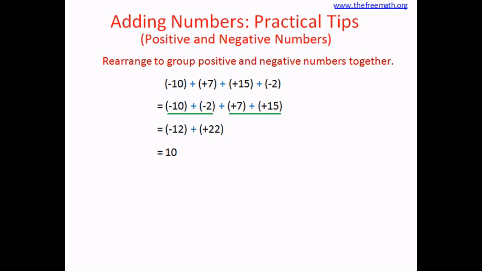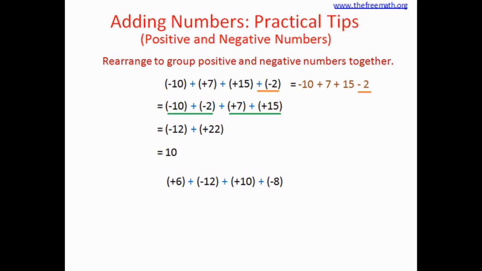Now this problem is sometimes written without any parenthesis. Like this. -10 plus 7 plus 15 minus 2. Even if they haven't written the parenthesis, it means the same thing. Whether there are parentheses or not, you solve it in the same way. You know that adding -2 is same as subtracting 2. That's why this problem without parenthesis looks like this. It doesn't matter whether parentheses are there or not. You can still solve it in the same way. You group together the negative numbers and the positive numbers and proceed as we did before.